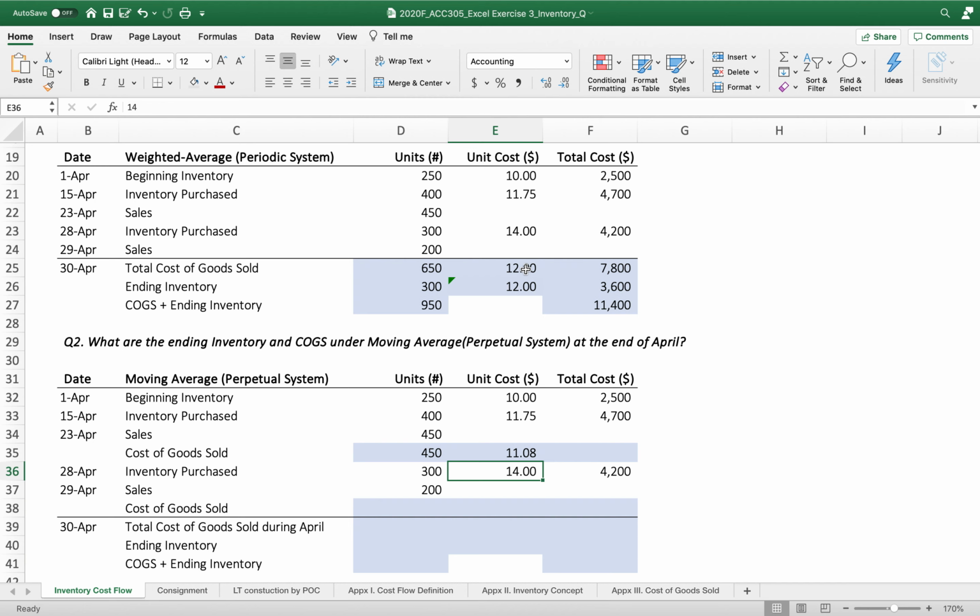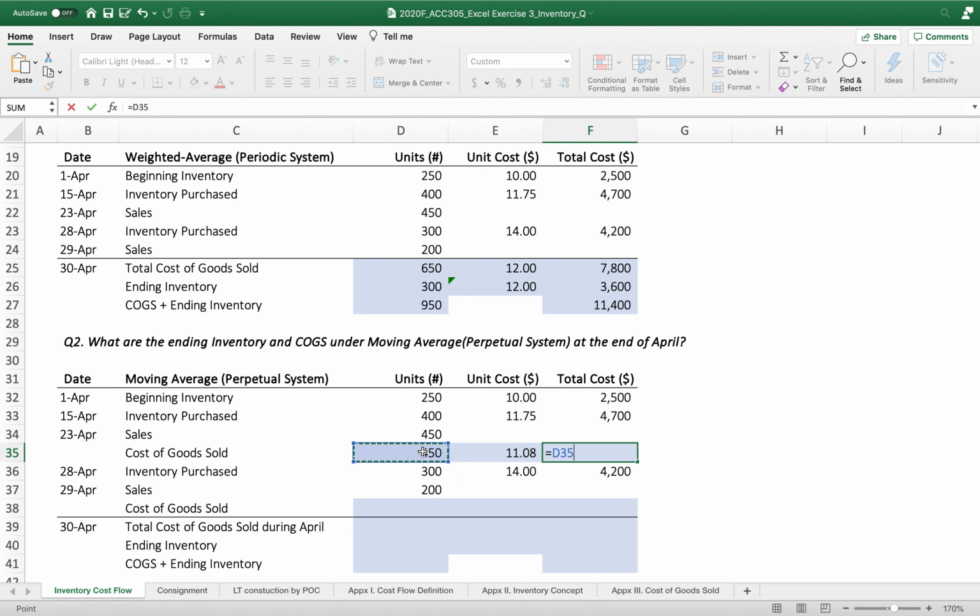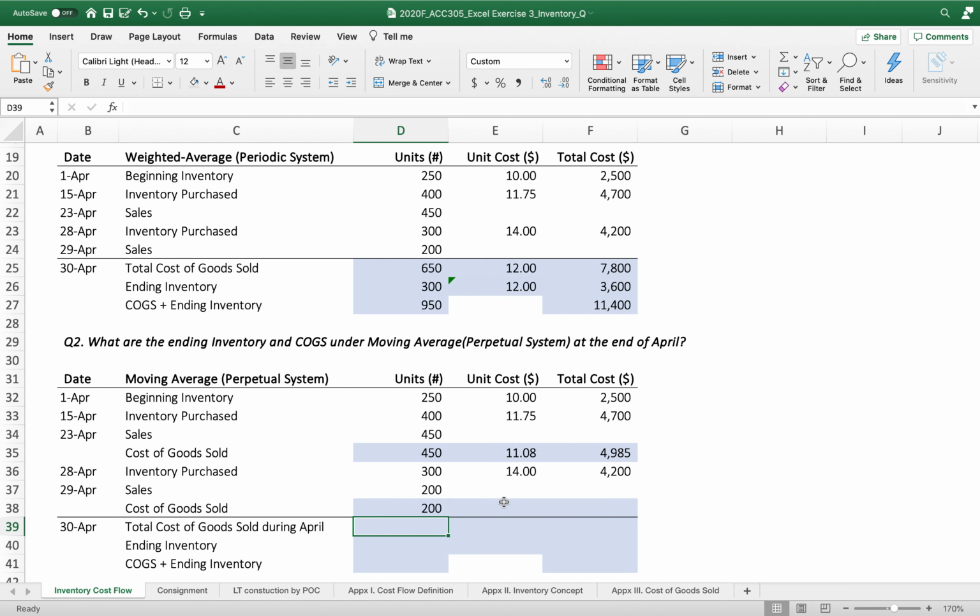different from the total cost per unit in weighted average. Again, this is the perpetual system. Perpetual system means we recognize cost of goods sold every time we sell the product in the middle, okay? Not the end of the period. So we have cost of goods sold, 4,955.85. And the cost of goods sold on April 29th, now only 200, right? Every time when we sell.